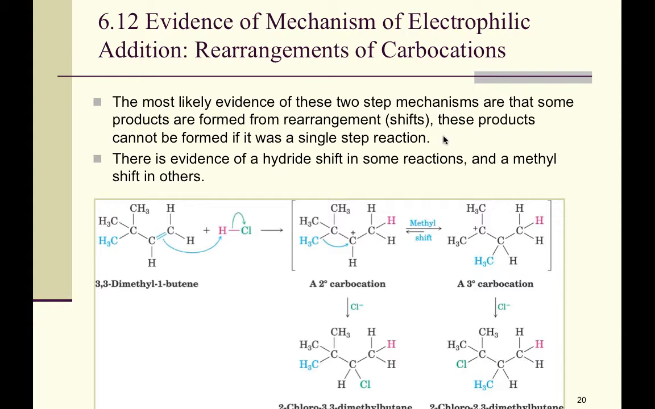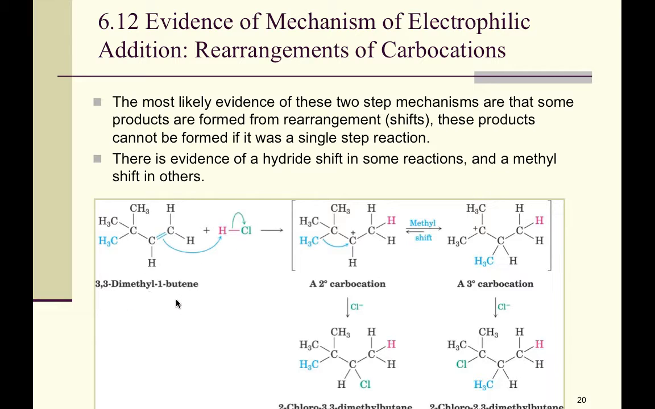The most likely evidence of these two-step mechanisms is that some products are formed from rearrangement. These products cannot be formed if it was a single step. There is evidence of a hydride shift in some reactions and a methyl shift in others. A hydride shift would be a hydrogen shifting. A methyl shift is an entire CH3 group moving.